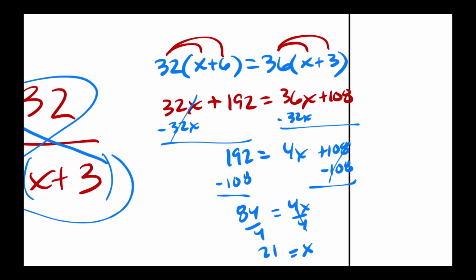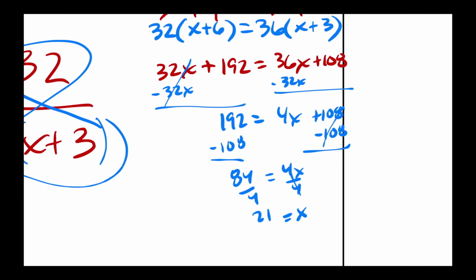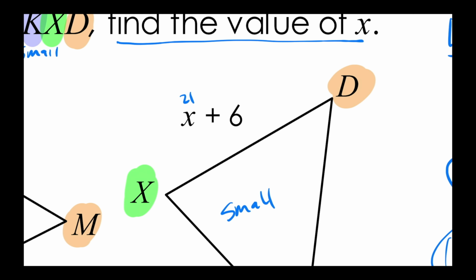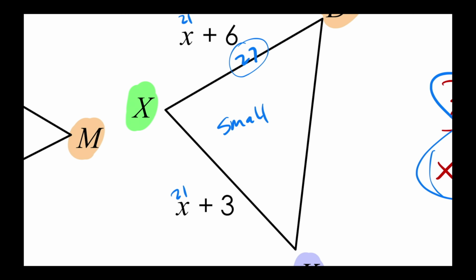21. Okay, thank you. So X equals 21. Now, we are not finished because, oh, okay, yes, we are. What does it say? Find the value of X. So we are done. If it said find the value of the sides, I'd have to put 21 right here, and this side would be 27. And I'd have to put 21 right here, and this side would be 24. Okay, but that's not what it asked for.